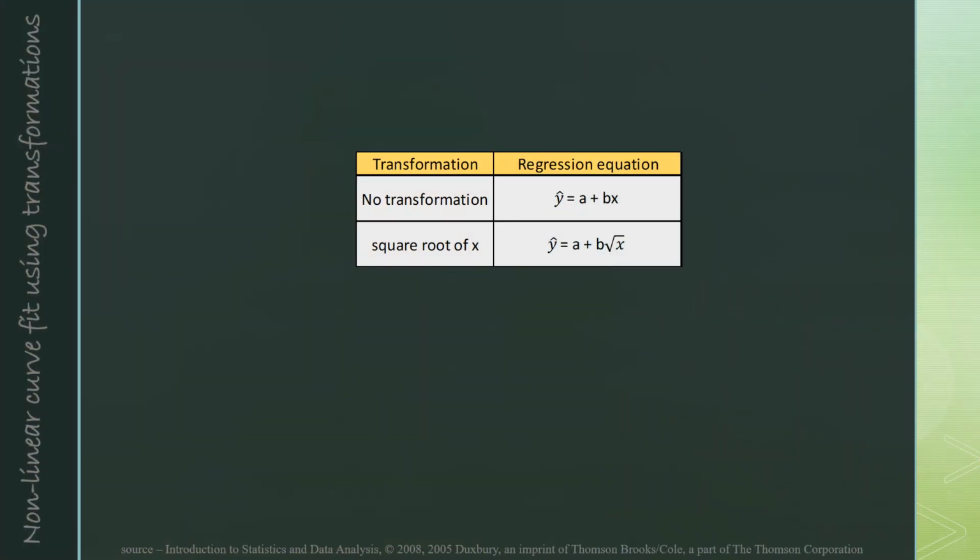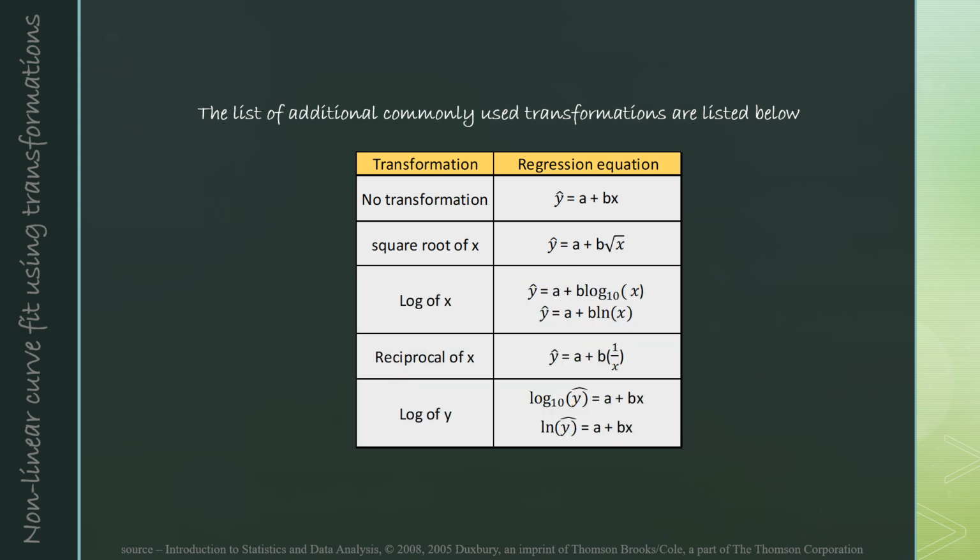Square root transformation of the independent variable is one among many possible transformations. The list of additional commonly used transformations is listed below.